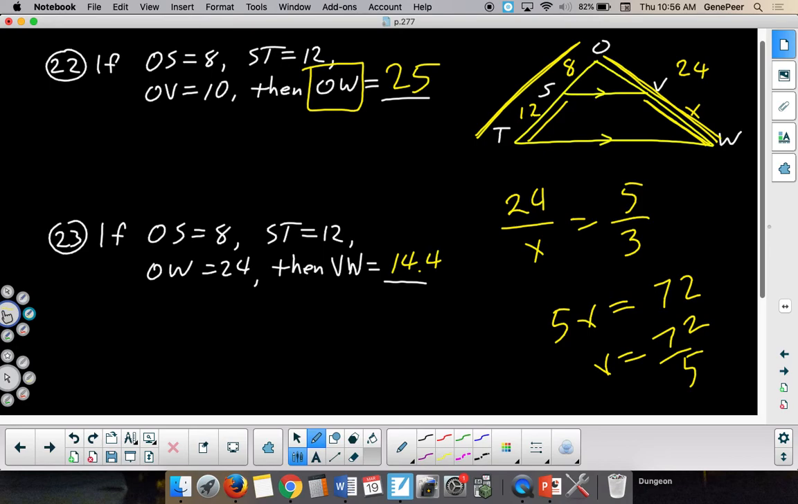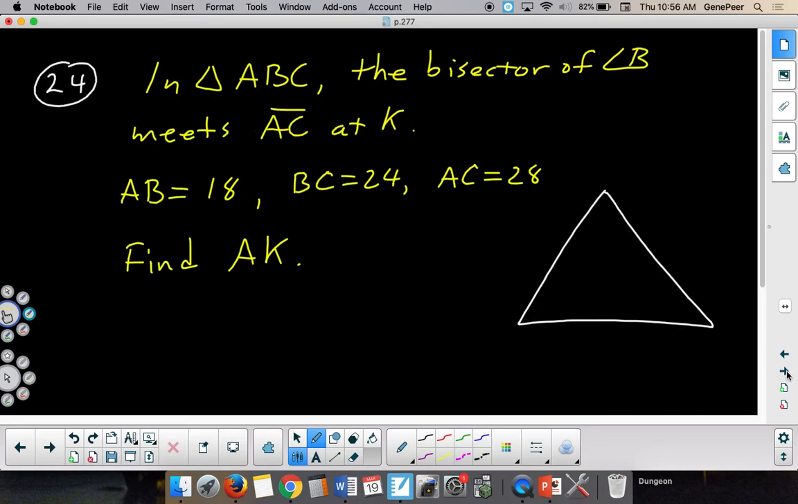We could have done it the hard way and called one of these x and the other one 24 minus x, but we don't want to do that. All right, that's 23. Let's move on to the last one, 24. And let me see what the question was here in the book. Okay, at k, is the bisector angle, okay.